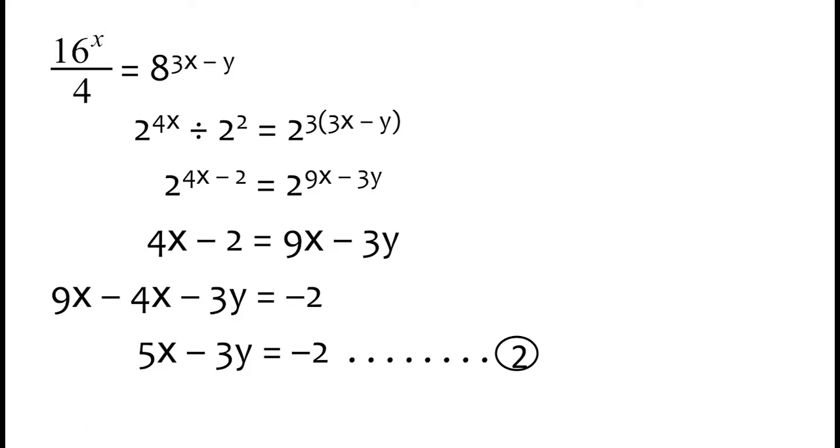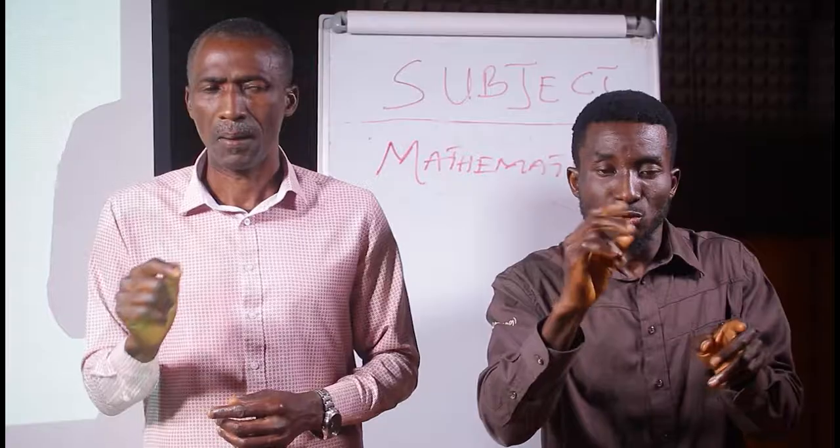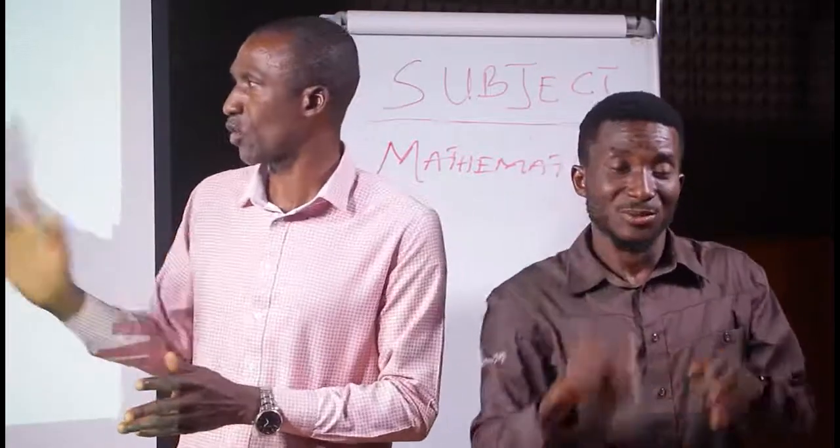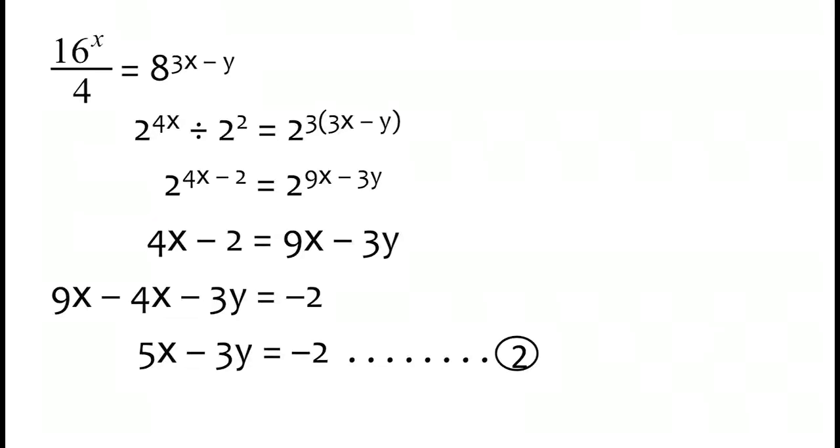Divide by 4. 4 can be written in index form as 2 to the power of 2, because 2 times 2 equals 4. Then let's move to the right-hand side. The number 8 can be written in index form as 2 to the power of 3, because 2 times 2 times 2 will give us 8. So I now wrote 2 to the power of 3 into the what? The exponent, which is 3x minus y.